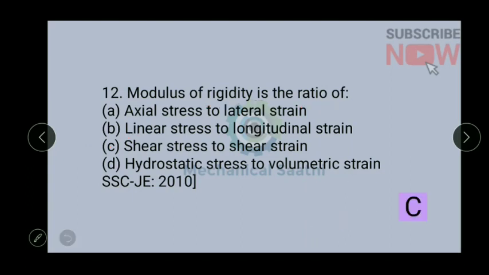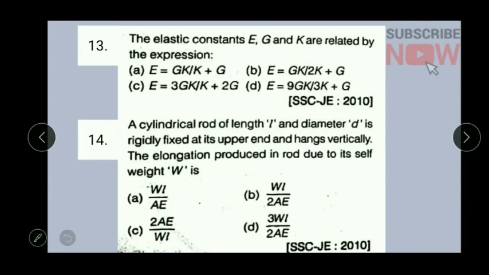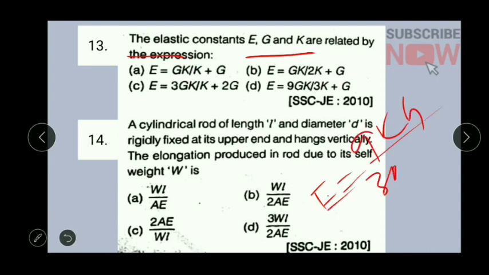Moving towards question number 13. The elastic constants E, G and K are related by which expression? We can remember that equation: E will be equal to 9KG divided by 3K plus G. So let us check which option is matching our answer. The D option is matching with our answer, that is 9GK divided by 3K plus G. So the D option is the correct one.